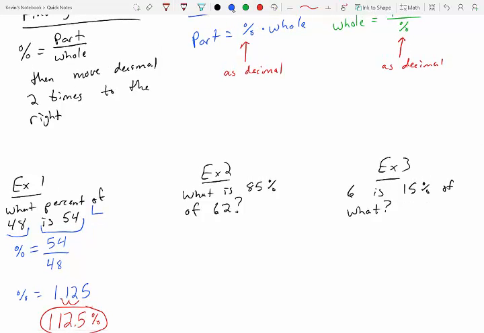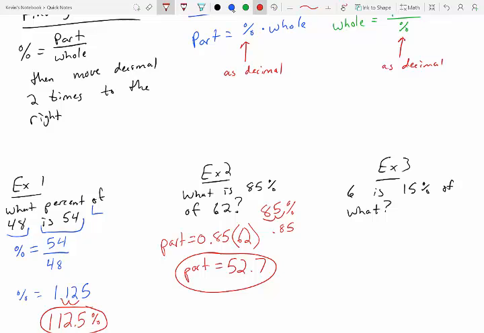Example 2, what is 85% of 62? So we're looking for a part. So our part equals our percent. If we put this into a decimal, I'm going to go 1, 2, so 0.85. So 0.85 times our whole of 62, and we get our part equals 52.7. That one we can leave as a decimal.